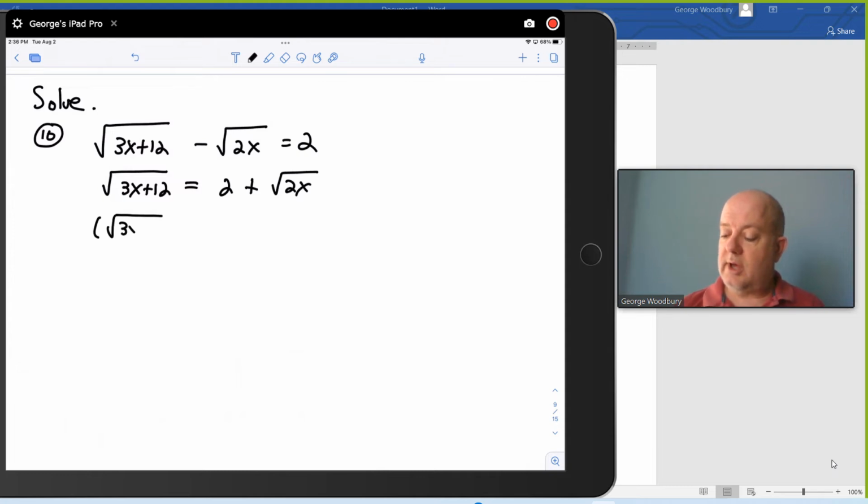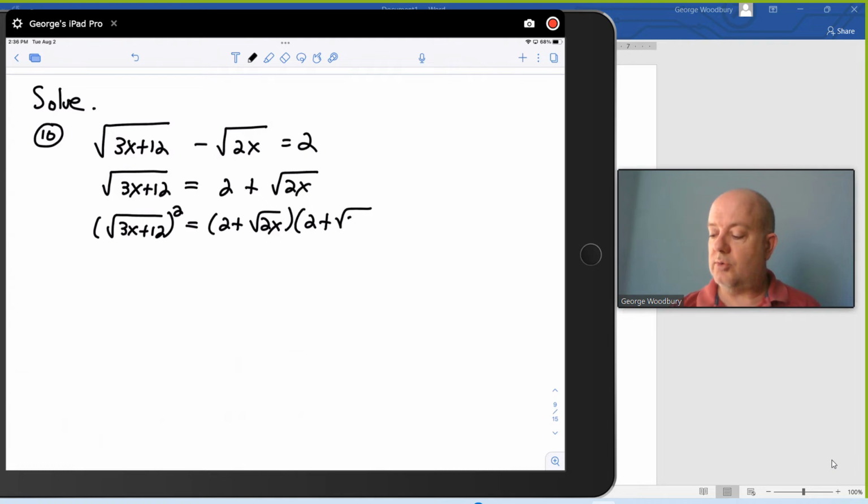Square root 3x plus 12 squared equals. And instead of writing this to the second power, I'm just going to write it by multiplying the right-hand side by itself: 2 plus square root 2x times 2 plus square root 2x. On the left-hand side, when we square that square root, we're left with the radicand, 3x plus 12. On the right side, we've got to use distributive multiplication, FOIL-style multiplication.